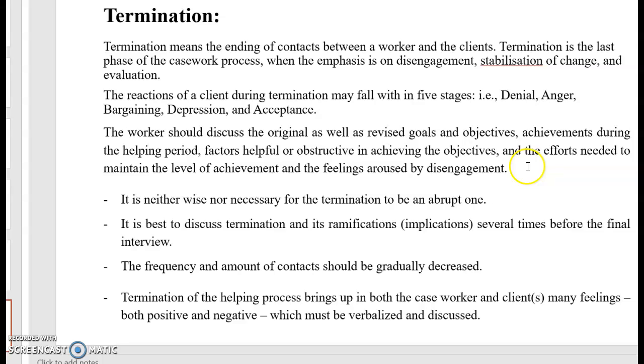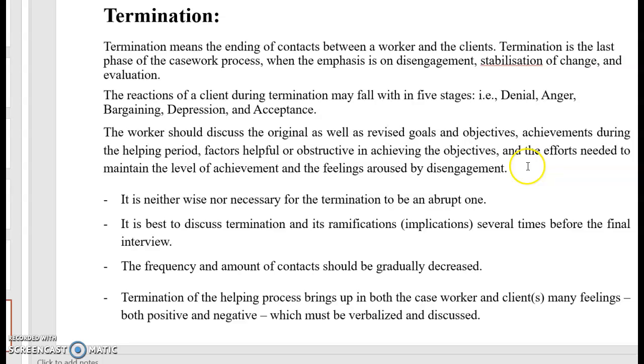Then the third stage is diagnosis. After collecting all this information from the study phase, and with the application of your knowledge, you will diagnose the actual problem of the client. Then the fourth stage is treatment. Here you will try to give some sorts of treatment, some sorts of therapies, and then you will apply the problem solving approach to reduce the client's problem, and for that you can give counseling also.